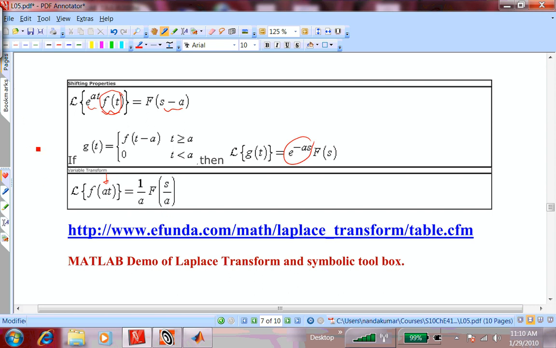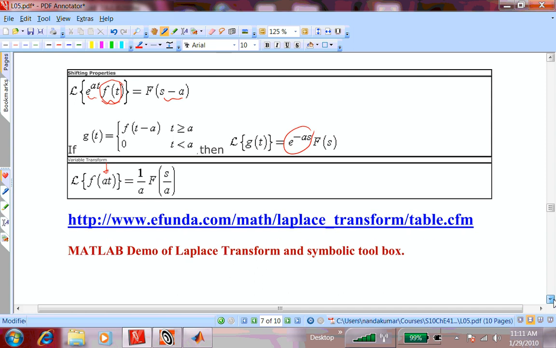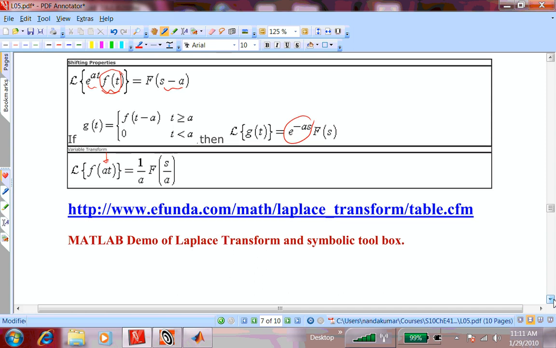And there is a link here that I'm going to ask you to explore on your own, which gives you these tables and more tables on Laplace transform. In fact, efunda.com is a good place for a lot of engineering information. Conversion units, formulae, fluid mechanics, a lot of things are there. But this link is specifically for Laplace transform. Any questions before? Am I going fast on Laplace transform?